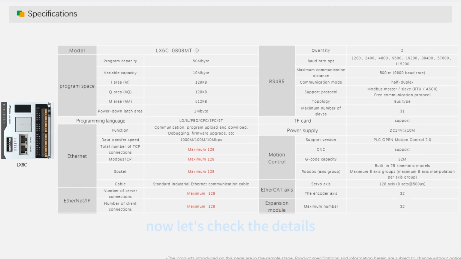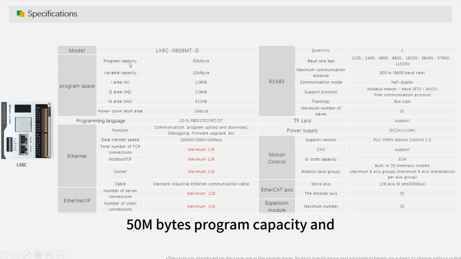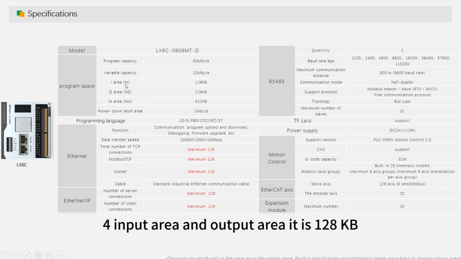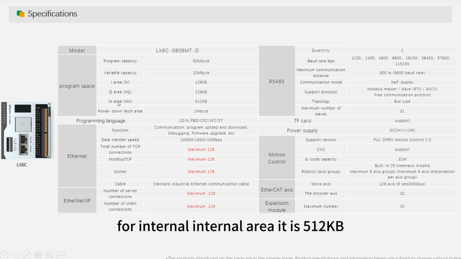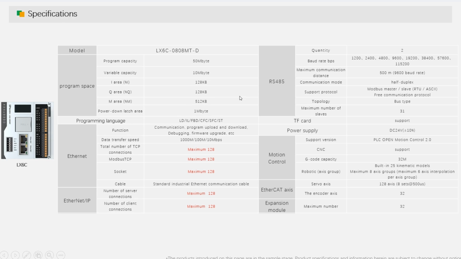Now let's check the details, parameters of LX6C. First part is program space. 6C has 50 MB program capacity and 10 MB library capacity. For input area and the output area, it is 128 KB. For internal area, it is 512 KB.